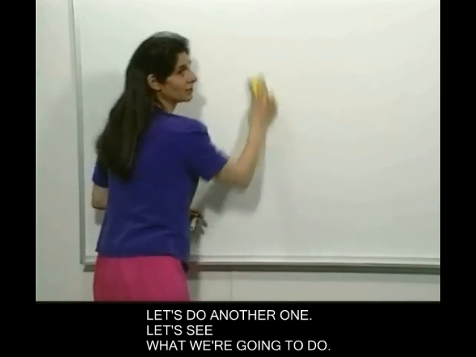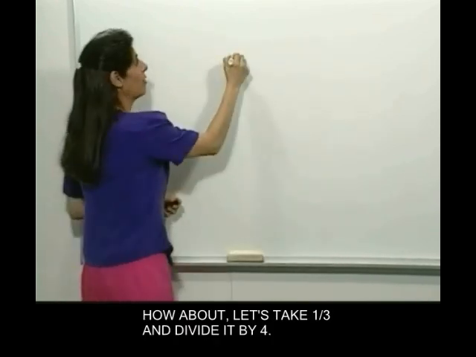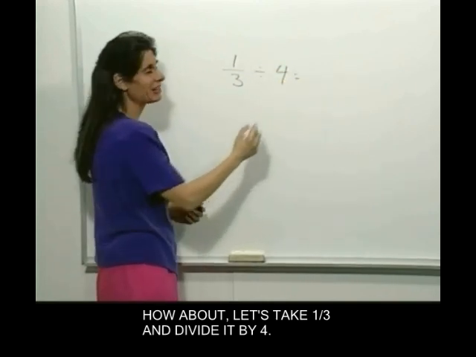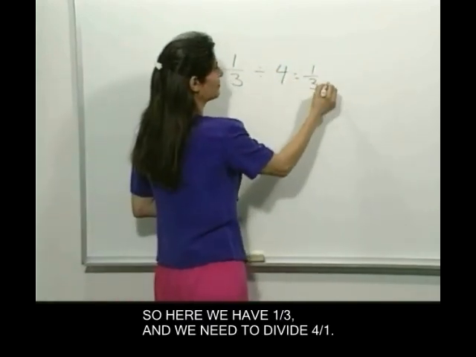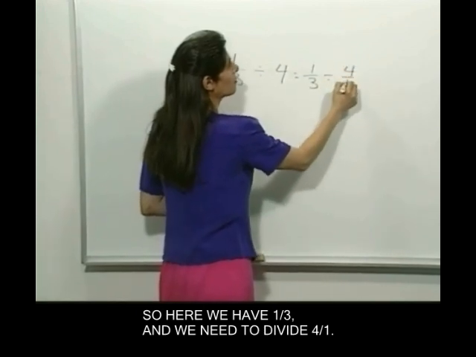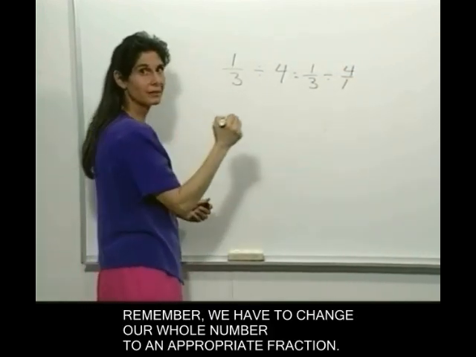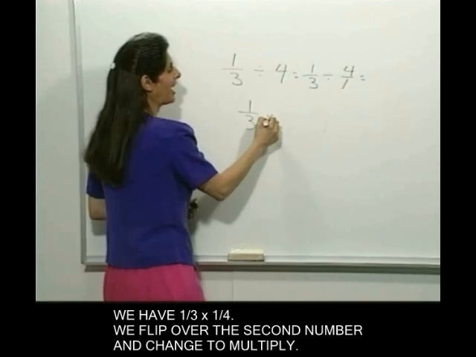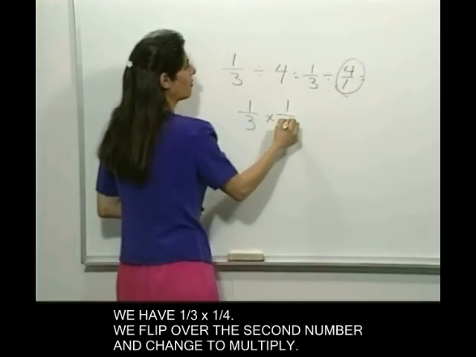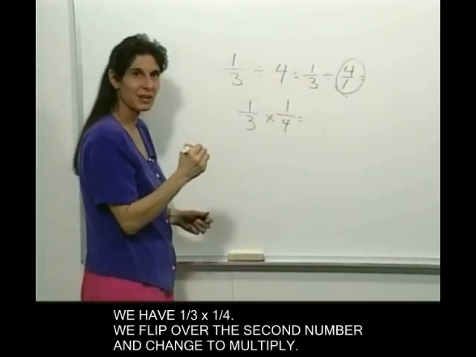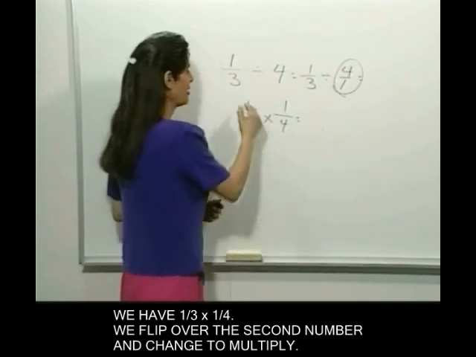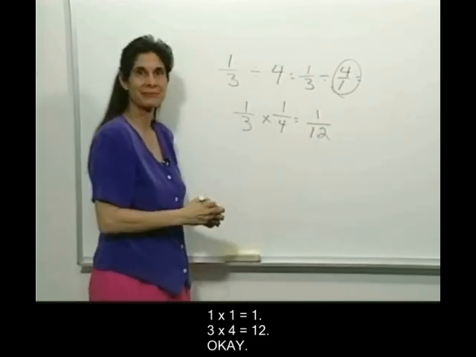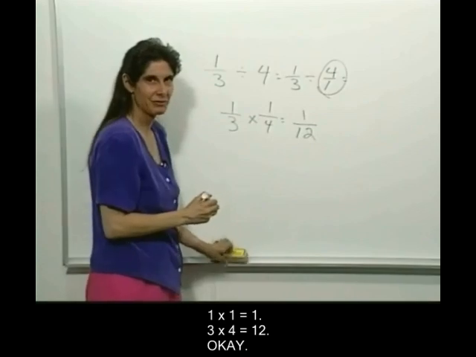Let's do another one. Let's see what we're going to do. How about let's take 1/3 and divide it by 4. So here we have 1/3, and we need to divide by 4 over 1. Remember, we have to change our whole number to an appropriate fraction. We have 1/3 times 1/4. You flip over the second number and change to multiply. 1 times 1 is 1. 3 times 4 is 12.